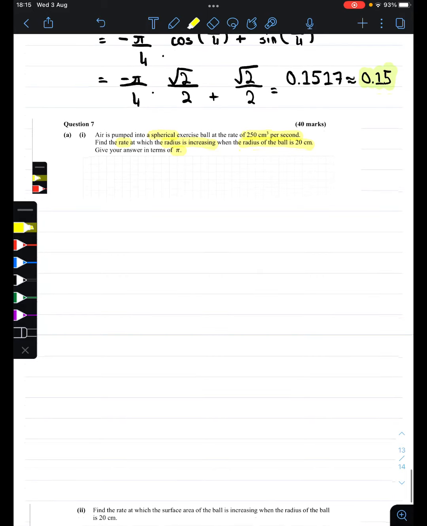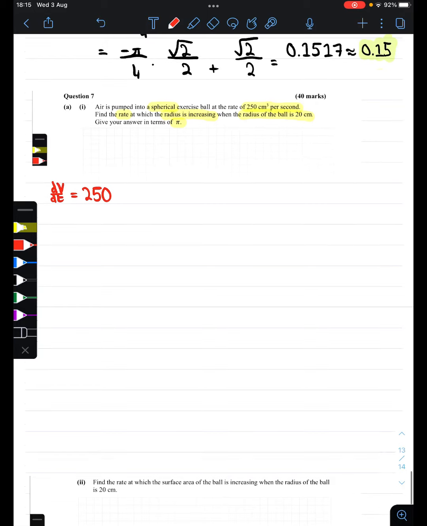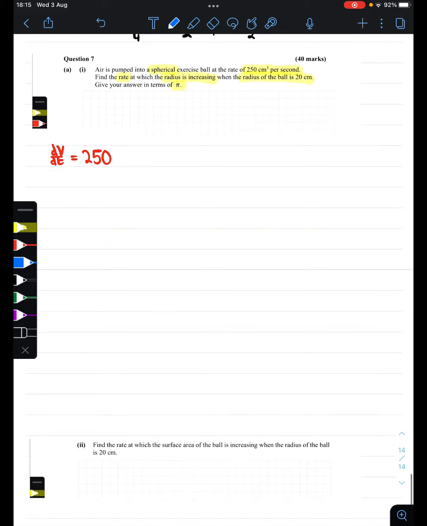Okay, so what's the question telling us? Well, it's telling us that the air is being pumped in at 250 centimeters cubed per second. So that's the rate at which the volume is increasing. So we can write that as dV/dt, the rate at which the volume is increasing with respect to time, is 250. Okay, and so we know we're also working with a sphere, and we're going to talk about the radius.